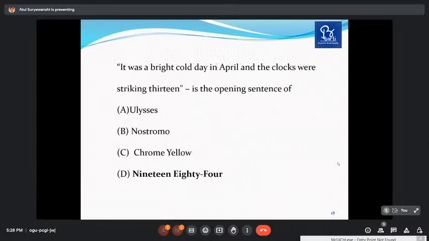It was a bright cold day in April and the clocks were striking 13 is the opening sentence of which novel? Ulysses, Nostromo, Prom Yellow, and 1984. The correct option is D, 1984. And this is the best dystopian novel. I told you the term dystopia, where bad things, crime, disorder, chaos, riots, murders have been included. So this is the opening of 1984.